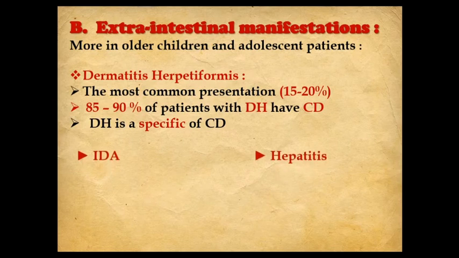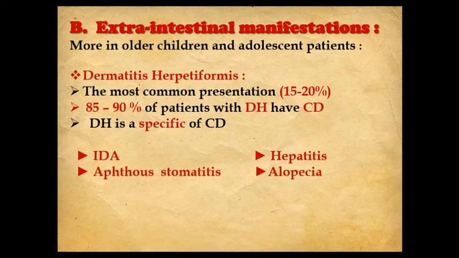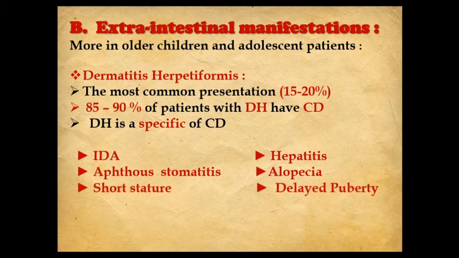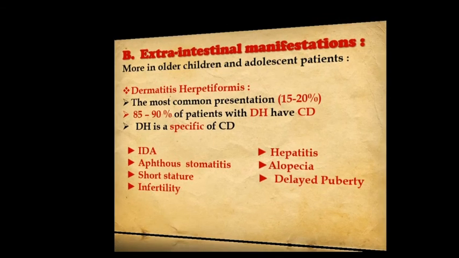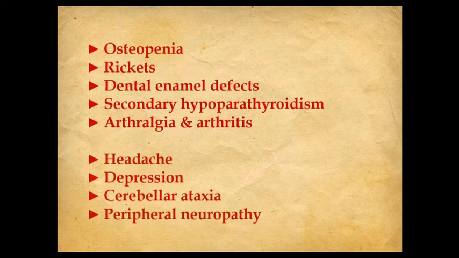Other manifestations: iron deficiency anemia, hepatitis, aphthous stomatitis, alopecia, short stature, delayed puberty, infertility. We have a group of manifestations related to calcium deficiency and metabolism, and the deficiency of vitamin D3, like osteopenia, rickets, dental enamel defects, secondary hypoparathyroidism, arthralgia, and arthritis. And we have the group of manifestations related to the CNS, like headache, depression, cerebellar ataxia, and peripheral neuropathy.